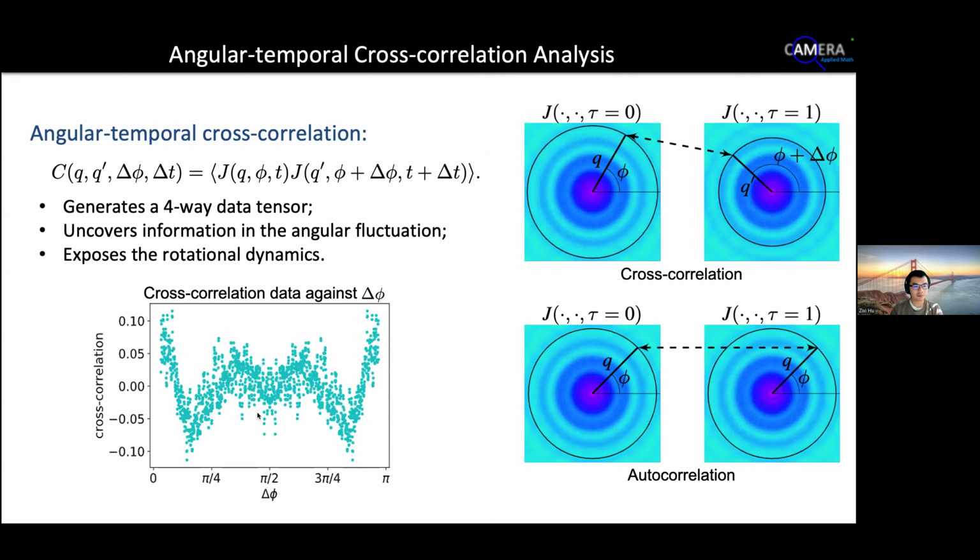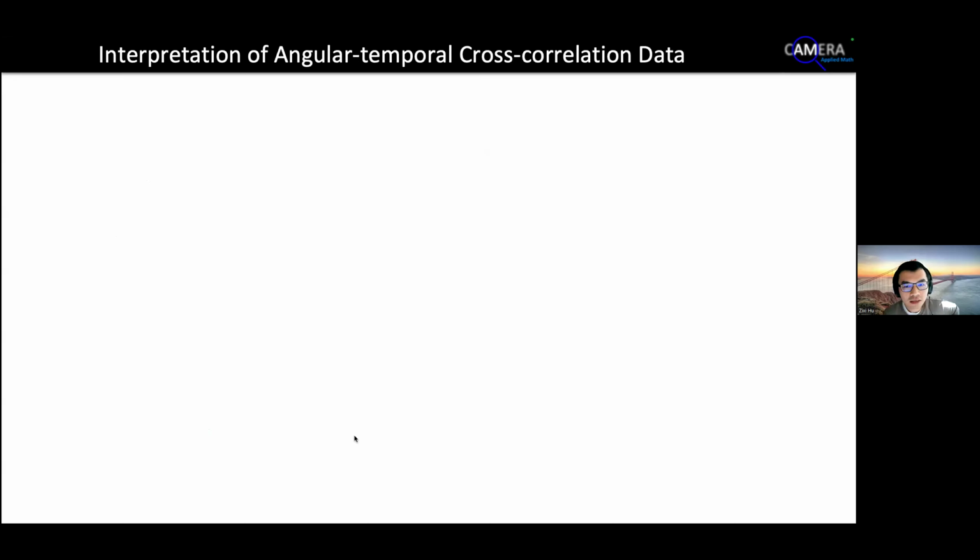Here Q, Q prime, and delta t are fixed. I plot this correlation curve against the angular difference delta phi. For this piece, it has a W-like shape with a lot of noise. The next question is, given this cross-correlation function, how do we relate it to the rotation diffusion coefficient Dr? How do we interpret this high-dimensional angular temporal cross-correlation data?